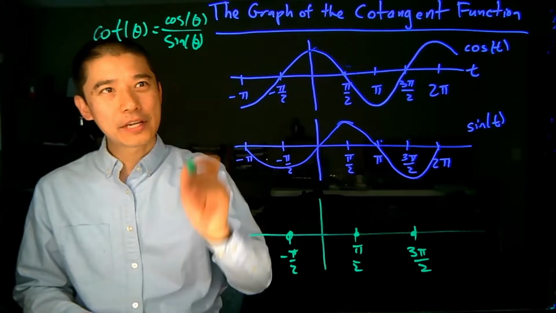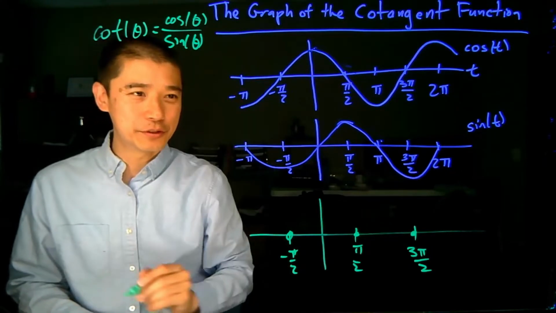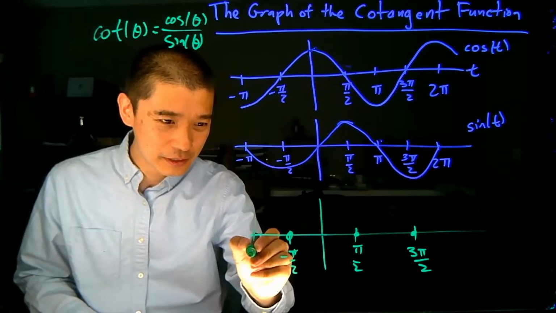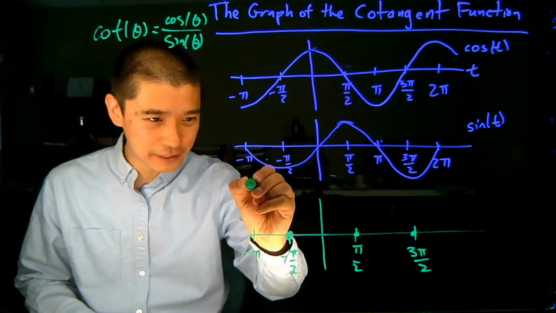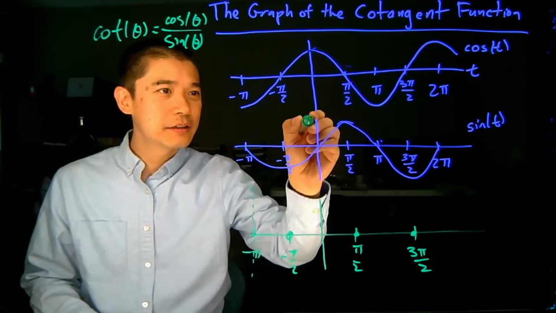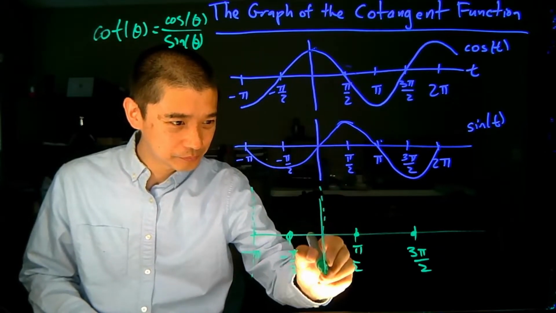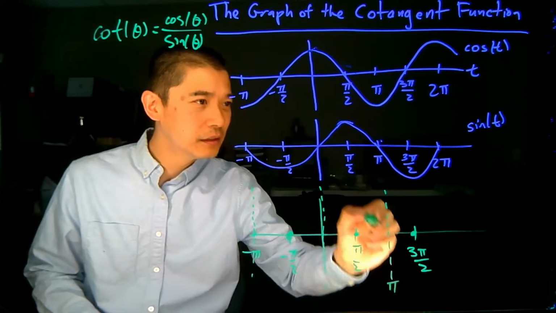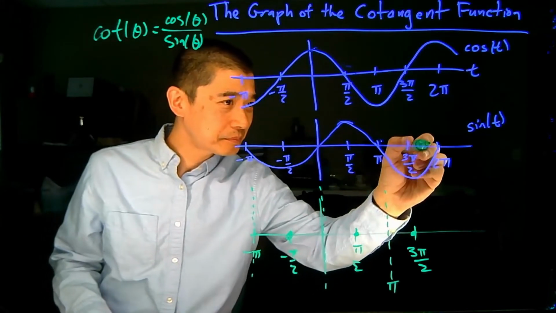Vertical asymptotes happen where the denominator is equal to 0. The denominator is the sine function, so it's where the sine function is 0, which is negative pi, 0, pi, and 2 pi.